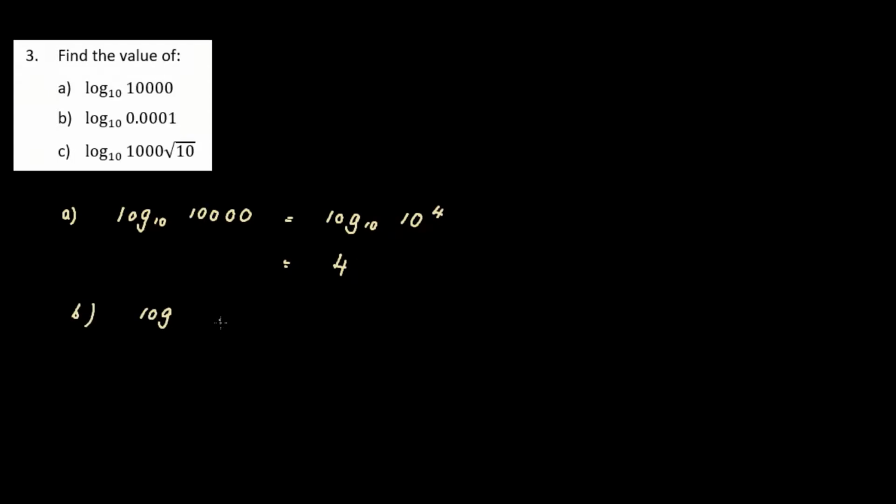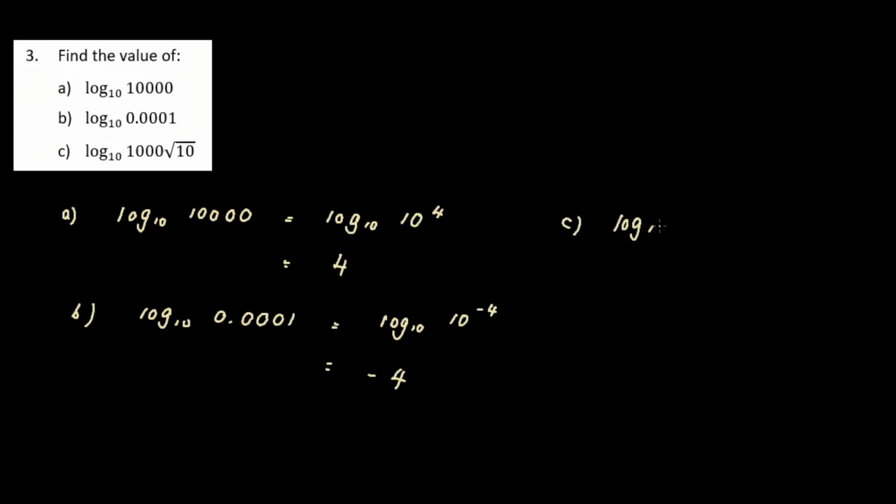So the second question, log 10 of 0.0001. Same thing, you ask yourself, 10 to the power of what gives you 0.0001? It will be -4. So that's why log 10 of 10 to the power of -4, so the log and the 10 will eliminate each other. So that's why -4. Okay, so let's move on to C.